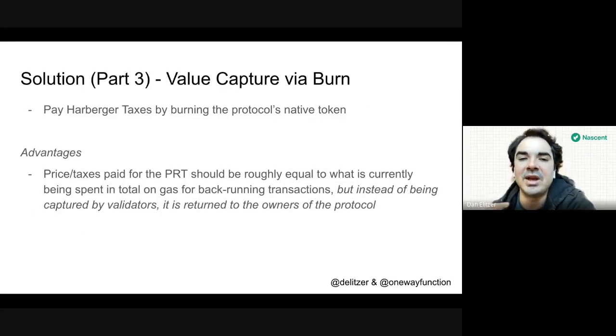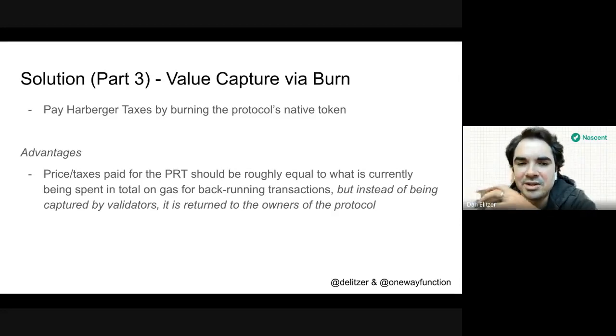And so here, because it's value that is being effectively extracted from use of a single protocol, what if we just force that value back into the protocol that is creating these MEV opportunities by saying that these taxes are actually paid by burning the protocol's native token? The idea is that rather than having this captured by miners or validators, instead the value is returned to owners of the protocol.